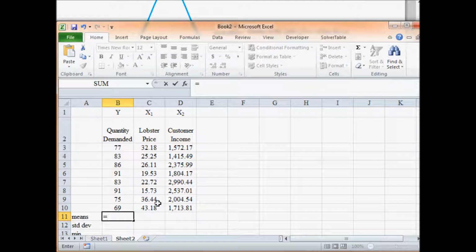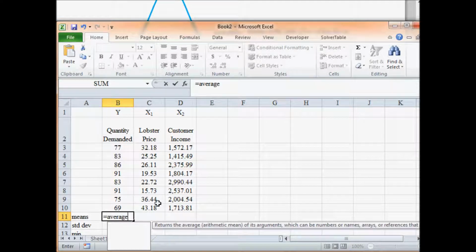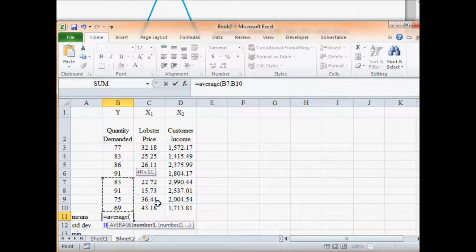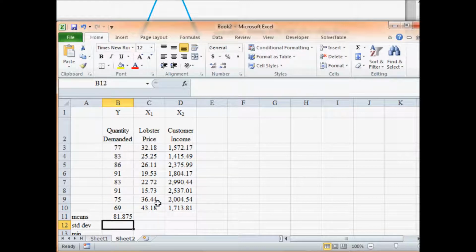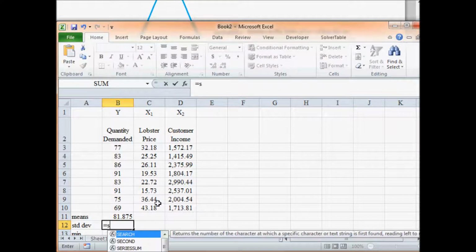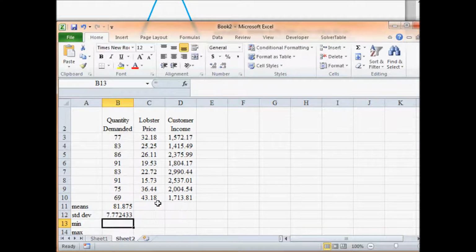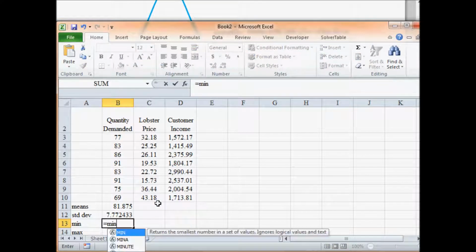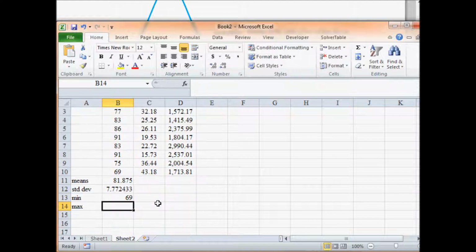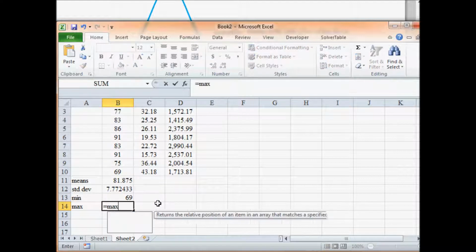To calculate the mean quantity demanded, you type equal average. Then calculate the standard deviation. You type STDEV.S, s for sample, and then highlight where the observations lie. For the min, you just type equal minimum or min. For max, equal max.